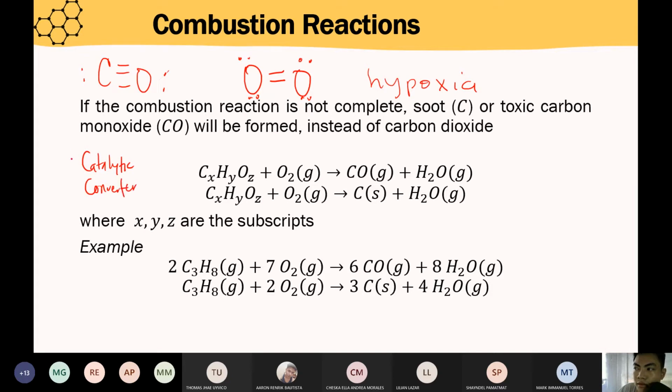Okay, kung may sasakyan kayo, tanungin nyo yung tatay nyo or nanay nyo na nagda-drive, alam nila yung catalytic converter. Okay, so dapat alam nila yan. So what's the purpose of catalytic converter? This is a box that is in the exhaust system ng sasakyan. Etong box na to, makikita mo siya before yung nasa dulo ng sasakyan.